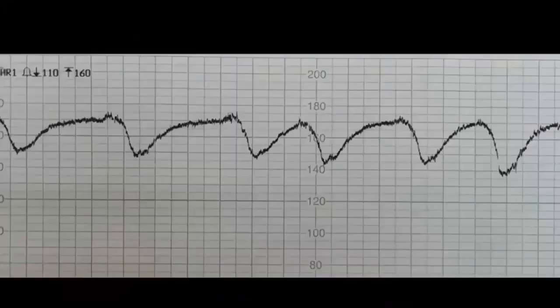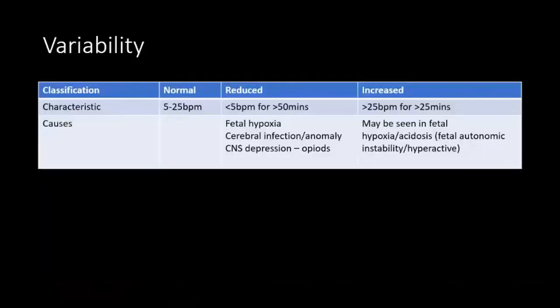Whereas if you look at this CTG, that is the maximum part of it, and this is the minimum part of it. You look at it, it is actually still less than 5 beats per minute. So this is a CTG of reduced variability. Reduced variability is when the variability is less than 5 beats per minute for more than 50 minutes. It indicates fetal hypoxia, or either cerebral infection, anomaly, or CNS depression because of opioids.